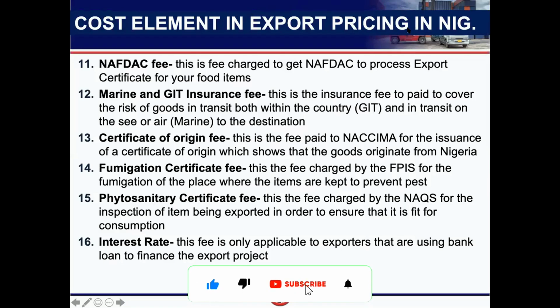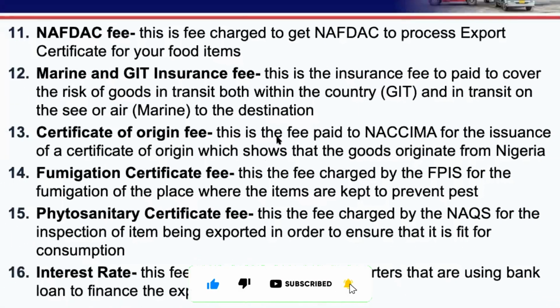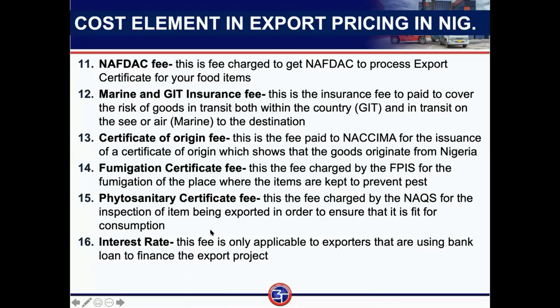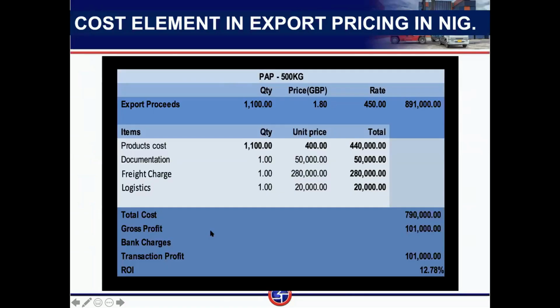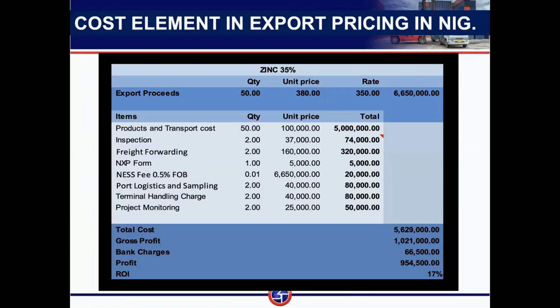So most of the shipments I've done have been value-added products. Interest rate will be a cost for you if you are sourcing your money from the bank. So look at this. Now let me show you different costing elements. Look at this. This is assuming you are doing a shipment of zinc.